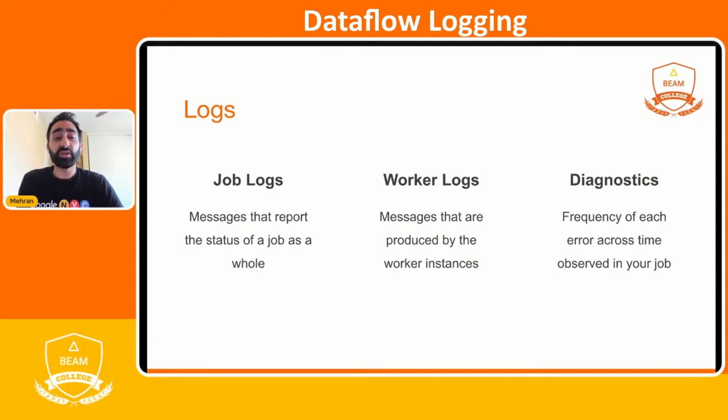Worker logs are messages that are produced by the worker instances. As we talked about earlier today in the architecture section, workers are basically the instances that are processing all of your DoFns and your actual Beam code. And so any logs that are printed from them will be propagated through the worker logs tab. And then lastly, a diagnostics tab that will show you the frequency of each error across your jobs. And we'll dive a little bit deeper into that error reporting and how that expands into our overall error reporting integration.